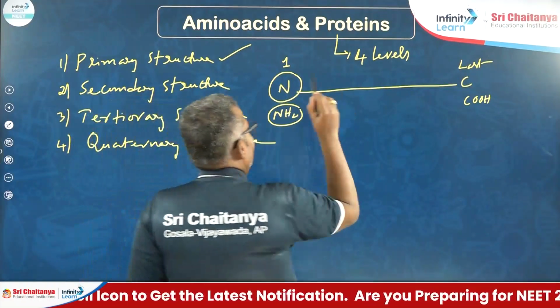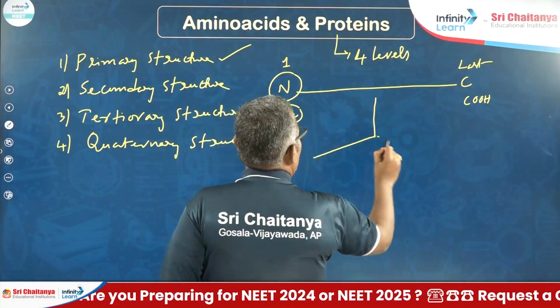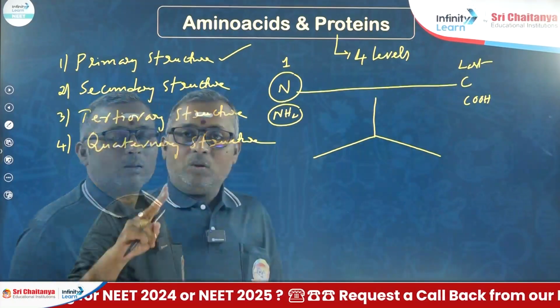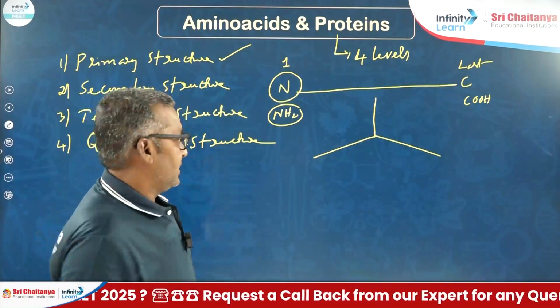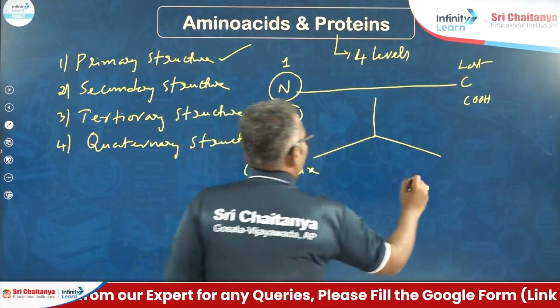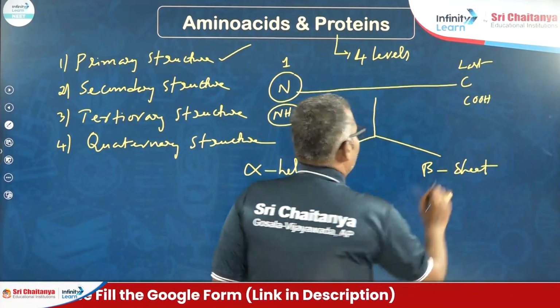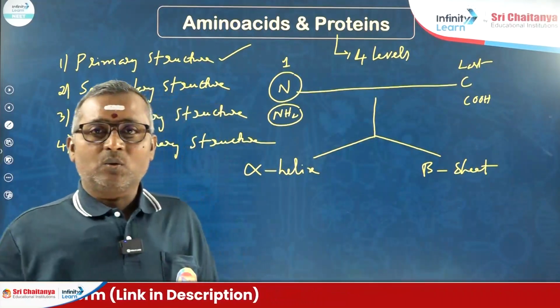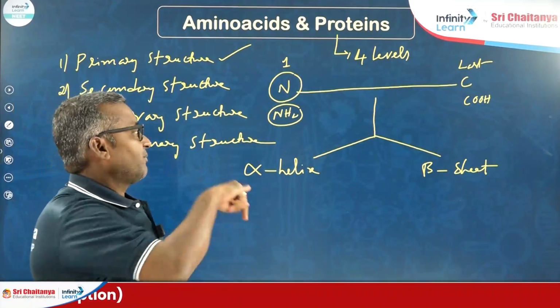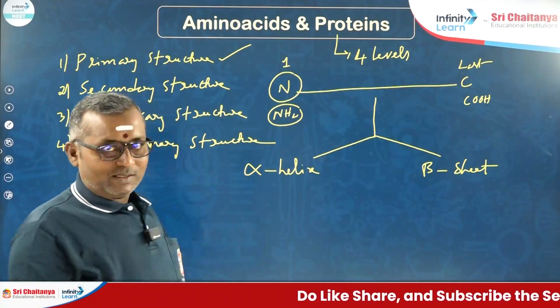This primary structure again forms into two kinds of secondary structures. One is alpha helix and the other one is beta sheet or beta pleated. These are the two different forms of the primary structure. Let us see what is the difference between these two first.